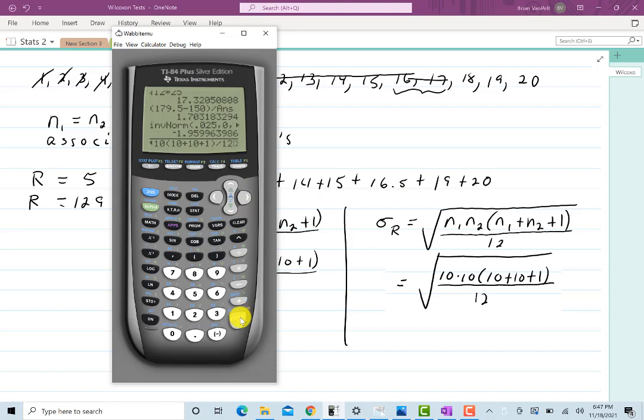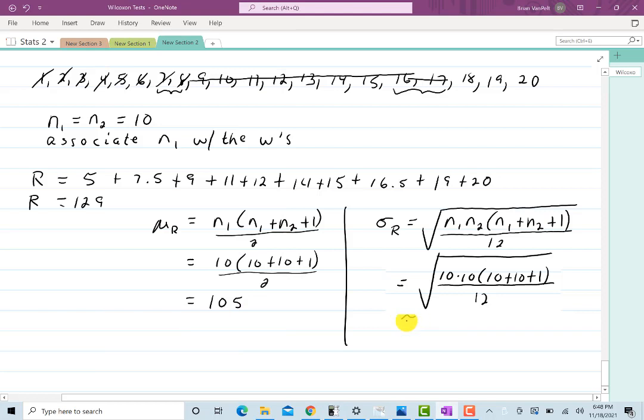You don't have to get outside of the square root for this. Just hit enter and see what we got. So I get 13.229 to 3 decimal places. So that's my sigma sub R, and this is my mu sub R. And now we're ready for our test statistic.